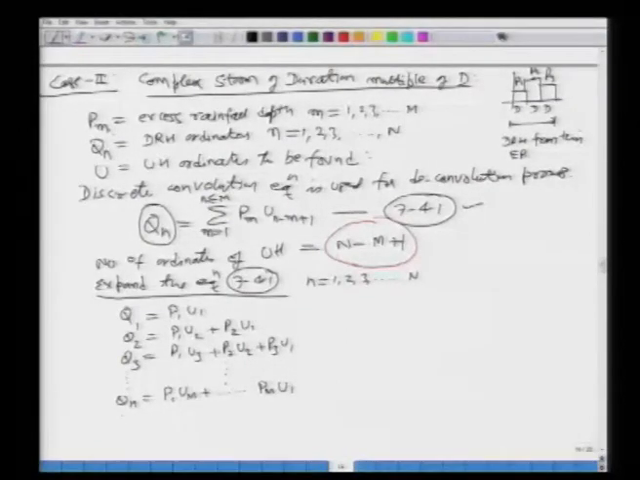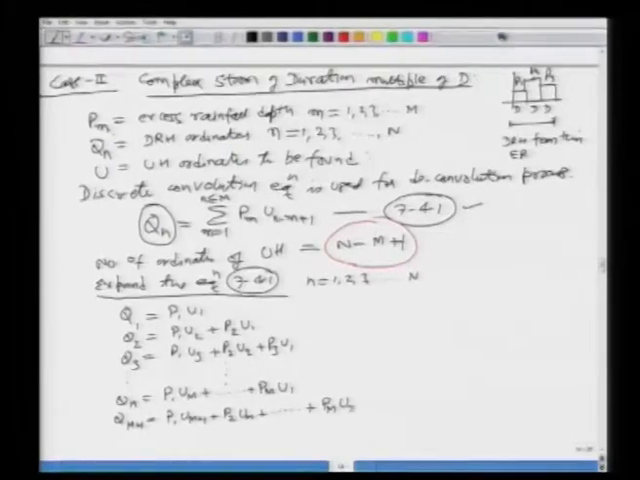And then the next one, q m plus 1, would be P 1 u m plus 1 plus P 2 u m, and then all the way to P m u 2. And the next quantity would be your P m plus 1, which is actually not there. So, that will be 0, and then so on.